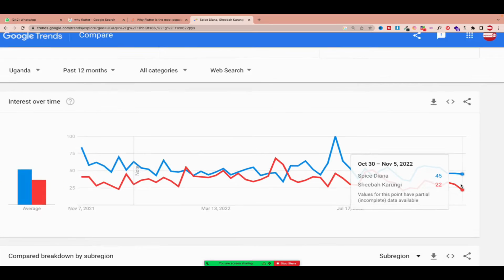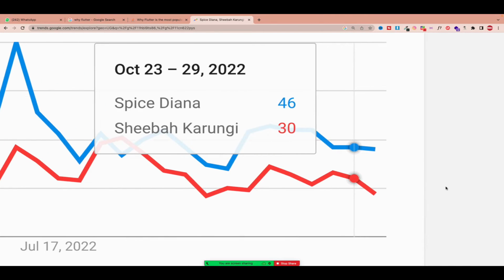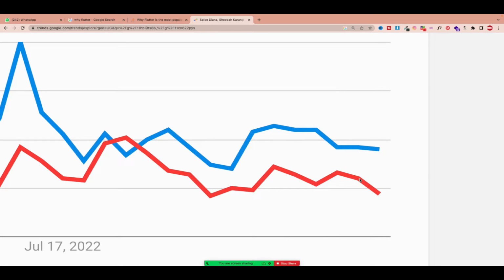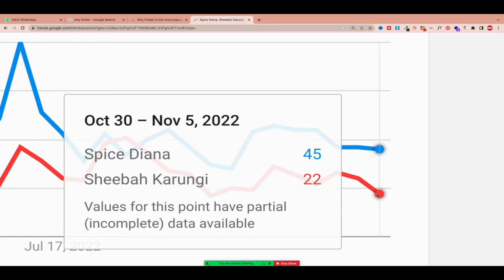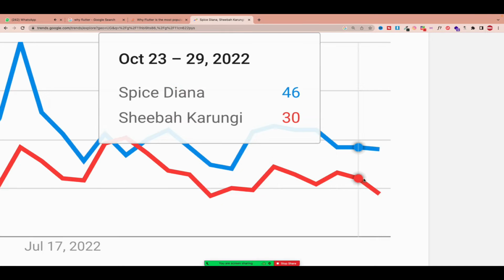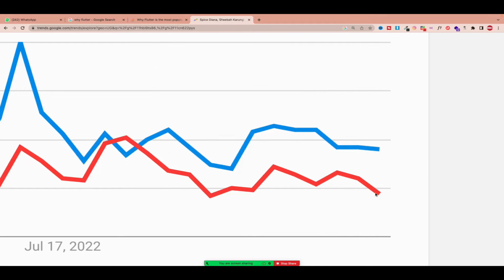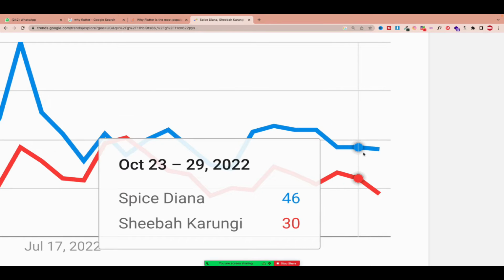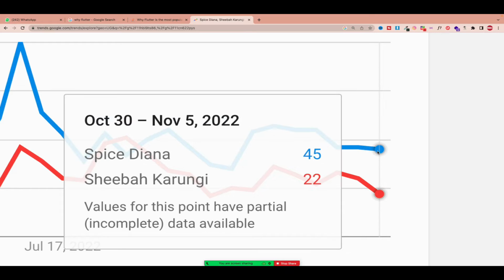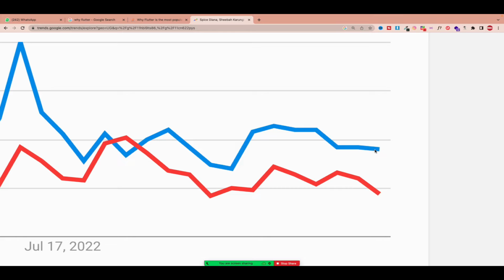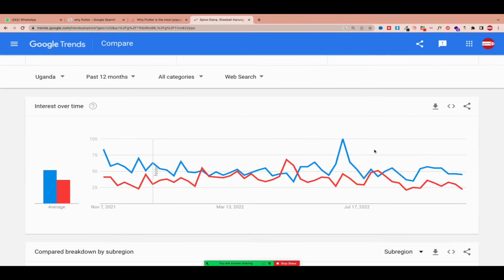So you can see here also there are some other things that you have to see. You can see Spice Diana is kind of dropping, but Shiba is dropping very fast, you can see her slope is really steep, so fast because this is the season. Of course, in December, we see them going up again. But you can see Spice is not really dropping. So there you can know where and what to invest in.